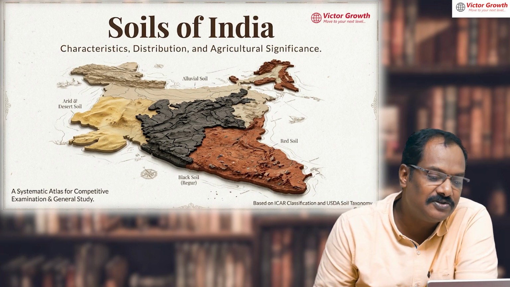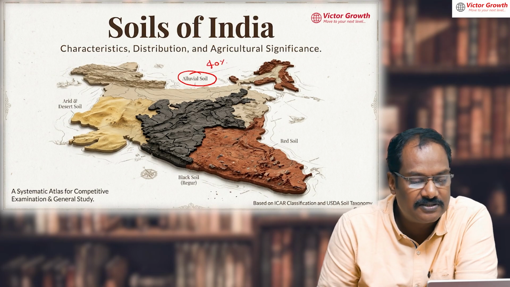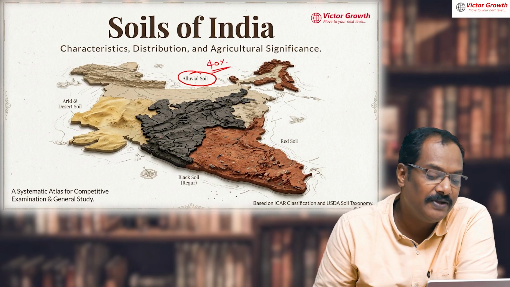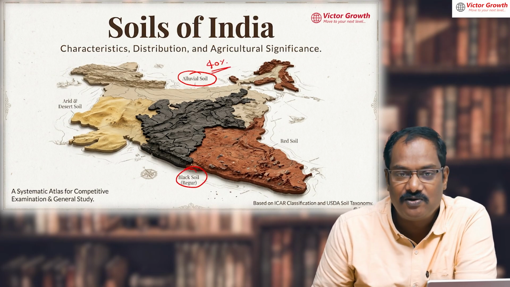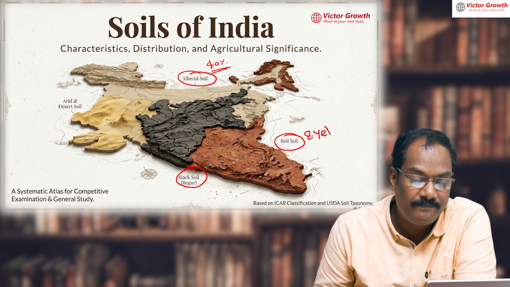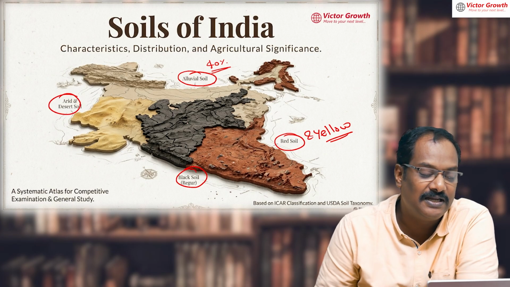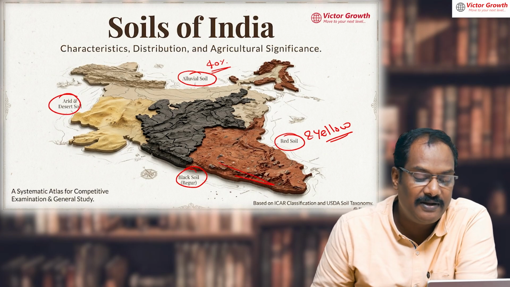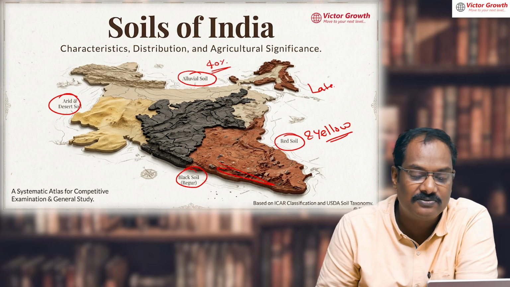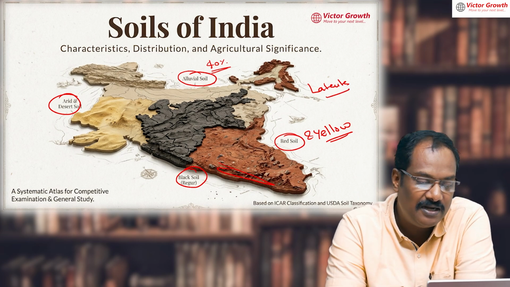Okay, so some of the soils I have given. Alluvial soil, very important. 40% of Indian soil is alluvial soil. Then there is black soil, also known by the name regur soil. We have red soil or red and yellow soil. It is better that you copy down this symbol properly. Arid soil is there. Then in some places we have laterite soil also. It is not mentioned in the map. Okay, so these are the main important soils.